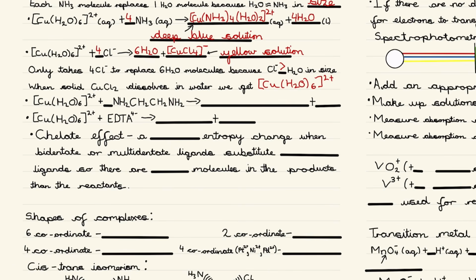When we're adding bidentate ligands, remember bidentate ligands form 2 bonds per molecule. So one of these molecules can replace 2 of these molecules. So the reaction looks like this.